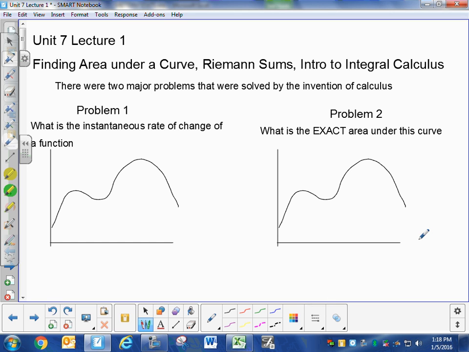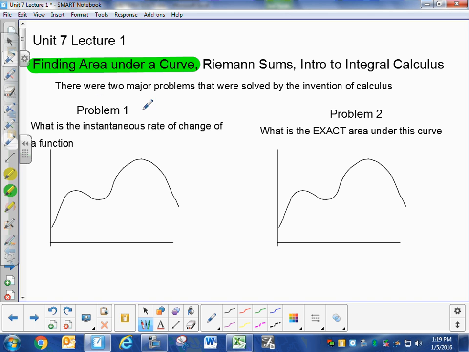So unit 7, the entire unit talks about finding area under a curve. Area, not slopes of tangent lines, not instantaneous rate of change. Area. You know area from geometry. Okay? Well, we're kind of going to take some of the stuff you know from geometry, apply some calculus concepts, and we'll be able to solve problem number 2.